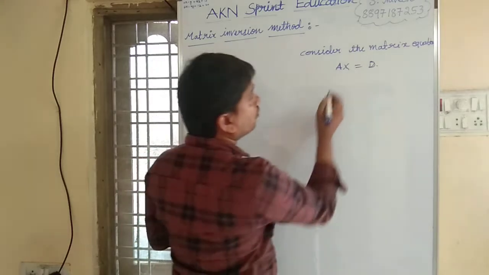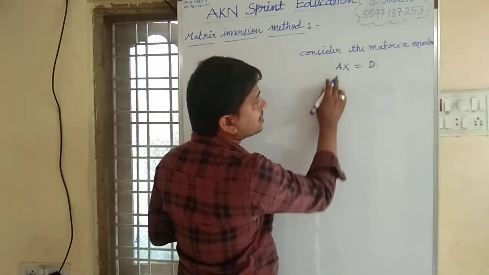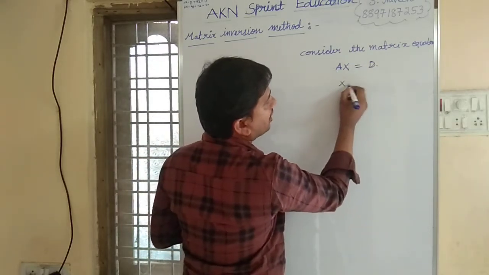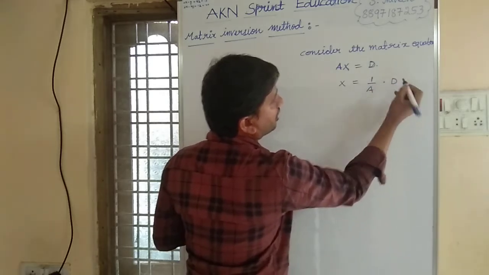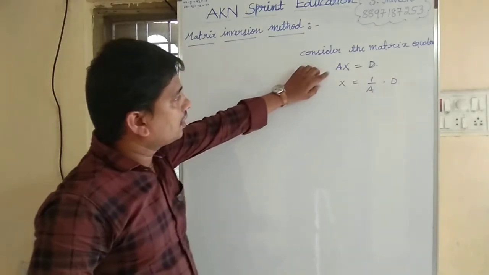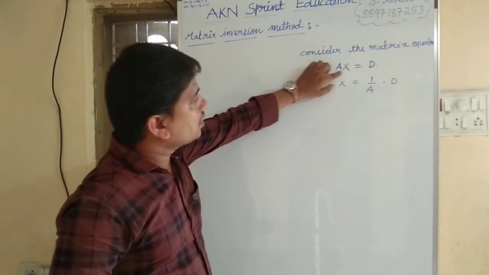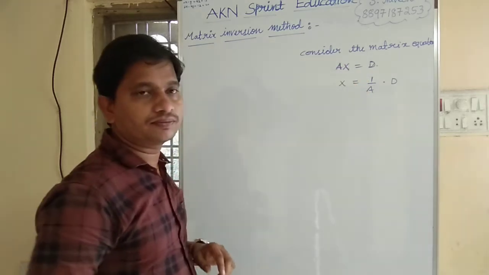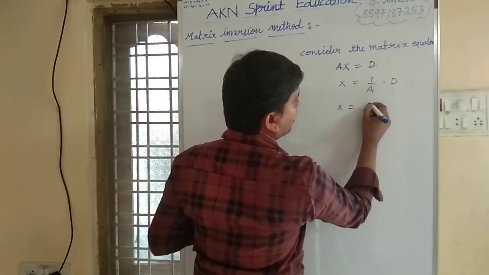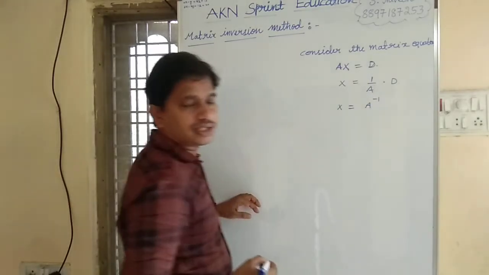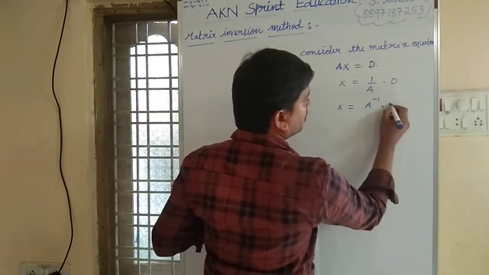What do you do, children? As A is multiplying here, if you transpose it, it will become 1 by A into D. So X is equal to 1 by A, which I can write as A inverse into D.